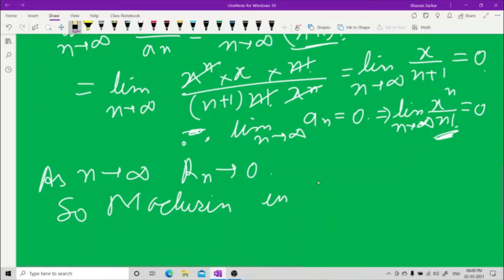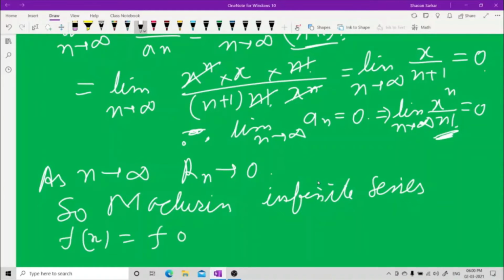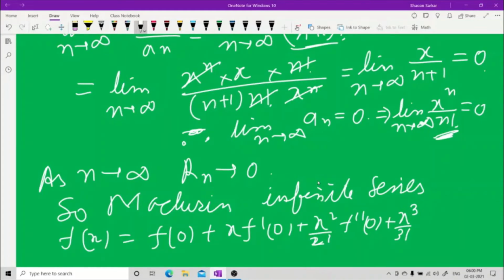Rn, sorry, I made a mistake. Maclaurin's infinite series becomes f(x) equals f(0) plus x f dash 0 plus x square by 2 factorial f double dash 0 plus x cube by 3 factorial f triple dash 0, the third derivative, and so forth. It goes on and on.